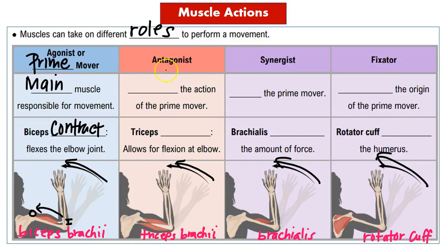Now let's get into the antagonist. This is going to oppose the action of the prime mover. So what was the action of our prime mover, our biceps brachii? It was to flex the elbow joint, right, through contraction. That means that the antagonist muscle is going to oppose that. That means instead of flexing or contracting, it has to relax in order to allow this movement to happen.